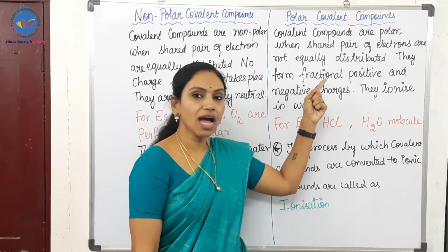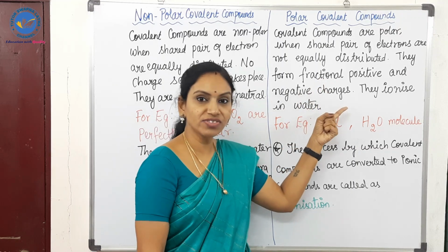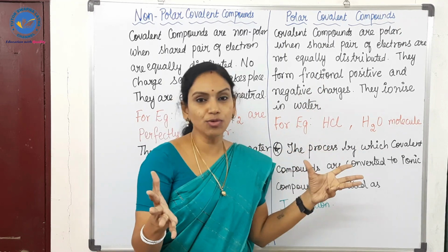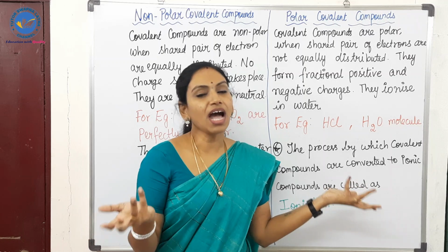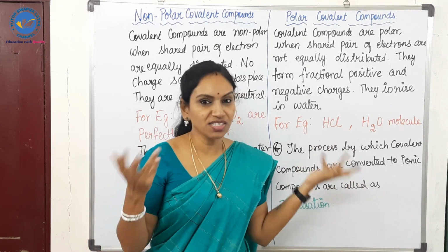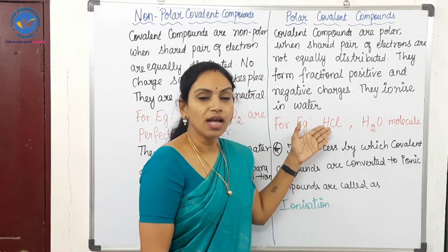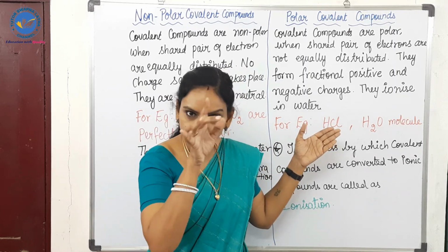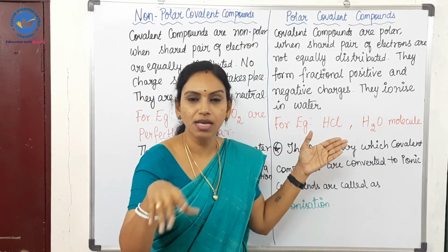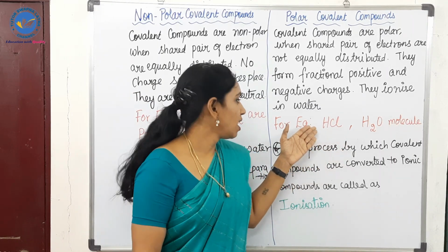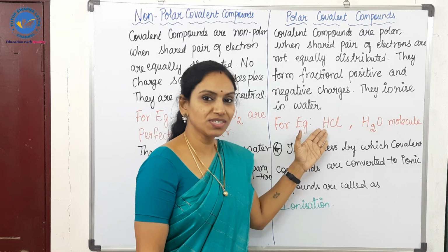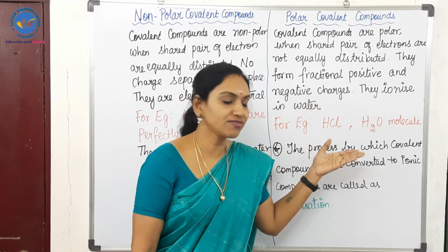When they are in fractional positive and negative charge, they ionize easily in water because they have polarity. They have charges plus and minus. For example, the HCl molecule. HCl divides as H plus and Cl minus. So they are polar molecules. H carries fractional positive charge, Cl carries fractional negative charge.